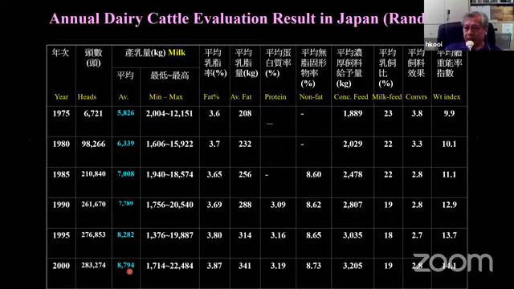Now in Japan, if your cattle is giving you less than 10,000 kilos in 305 days, that means you go to the slaughterhouse. So that's how it has evolved. You see the minimum and maximum, and it took 25 years to come to this, and then another 20 years to more than 10,000.